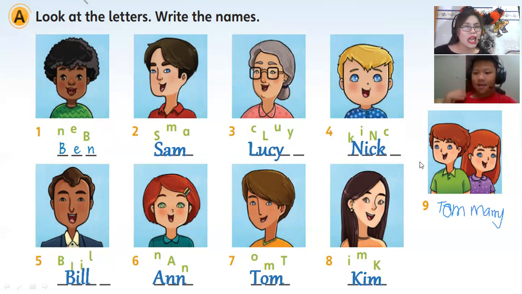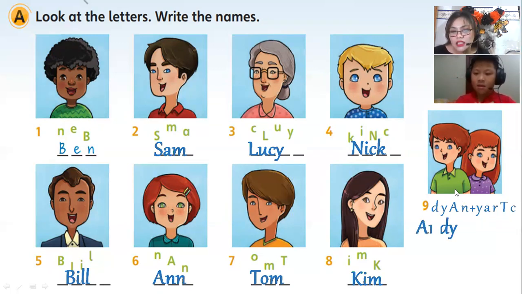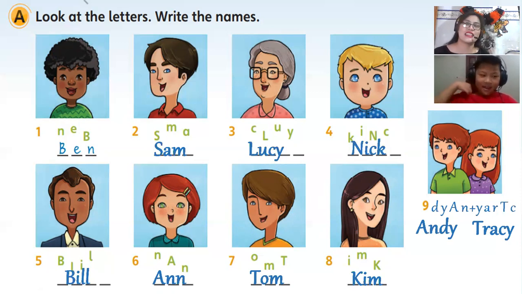Let us see what is the name of these siblings. Oh, we got a clue. It's Diane plus, oh, it's Andy and Tracy. Andy, Tracy. Uh-huh, okay, Andy is okay. Tracy. Oh, yes, that's okay. You almost got everything correct.